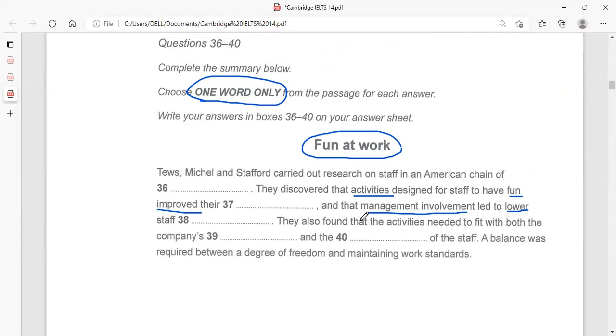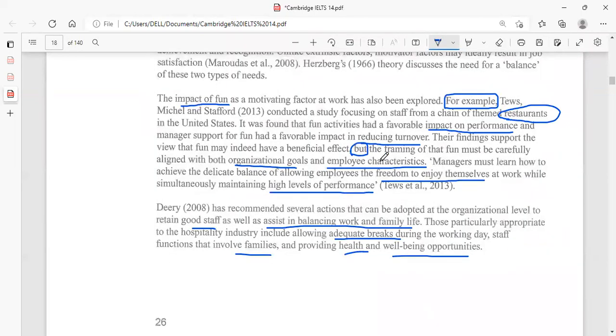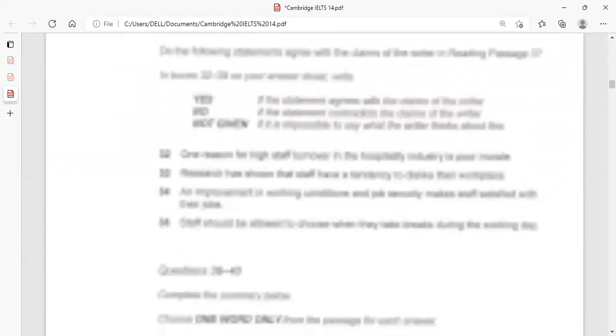The next one. They also found that the activities needed to fit with both the company's plan... with both the companies. So the activities they had designed had to cater to two things. One was related to the company and the other was related to the staff. So let us see. Look at this: the framing of that fun must be carefully aligned with both organizational goals, company goals, and employee characteristics of the staff. Is that clear, all of you? Yes, ma'am. Anybody who got a different answer from this?